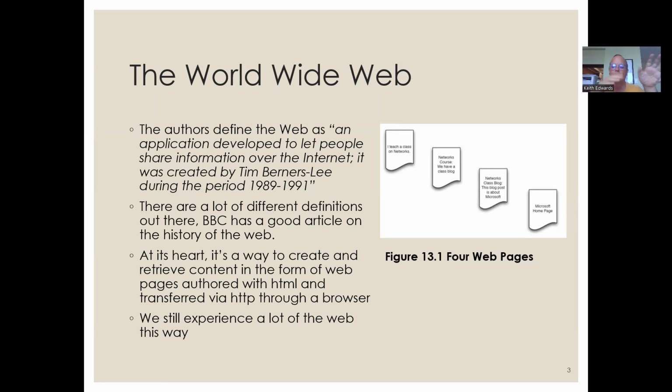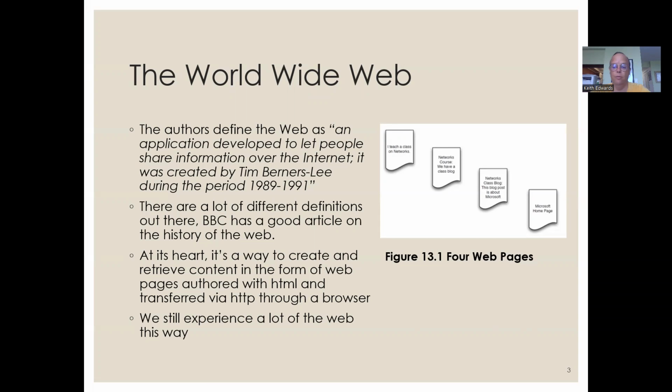There are a lot of different definitions out there, and I don't particularly like the definition that the authors provided here in the textbook. If you want, you can go out and look for an alternative definition. The BBC has a good article on the history of the web, but really, at its cold, dark heart, it's a way to create and retrieve content in the form of web pages authored with HTML and transferred via Hypertext Transfer Protocol, or HTTP, through a web browser. We still experience a lot of the web this way in terms of transferring web pages.